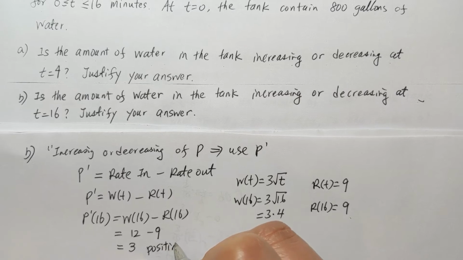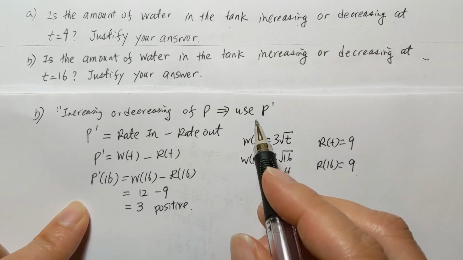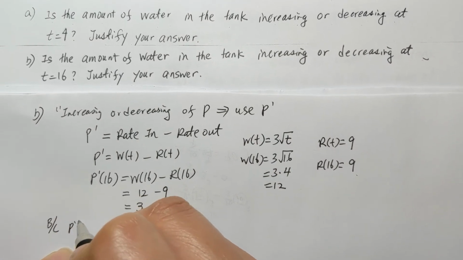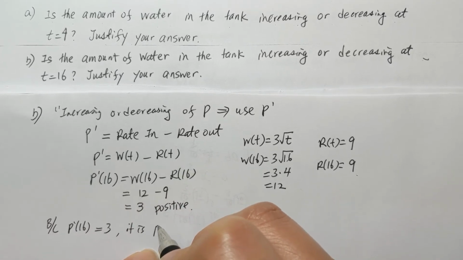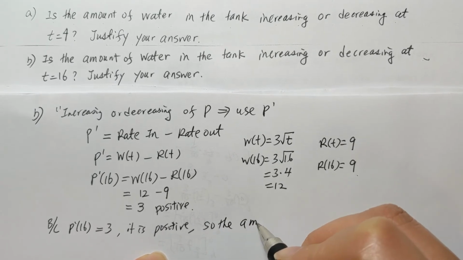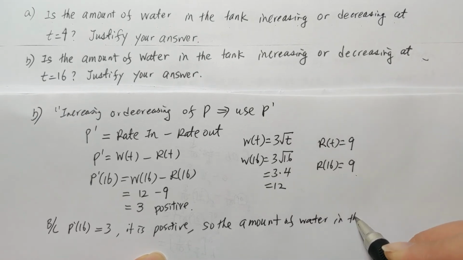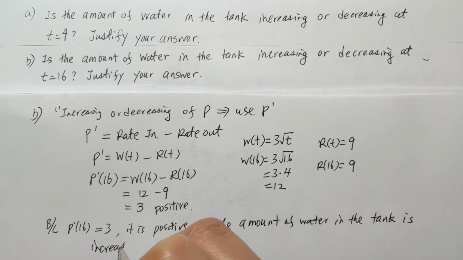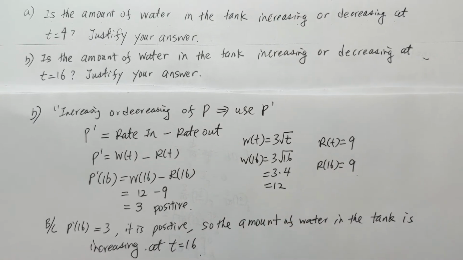Positive. So if the slope is positive, then P is going to be increasing. So because P prime of 16 equals 3, it is positive, the amount of water in the tank is increasing at t equal to 16.